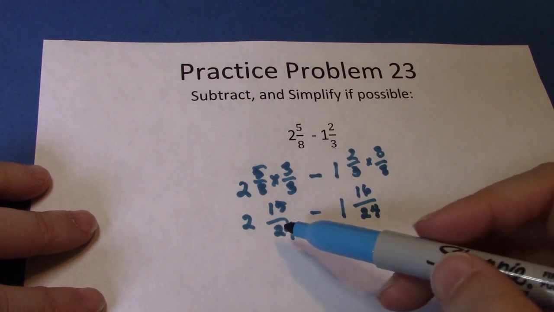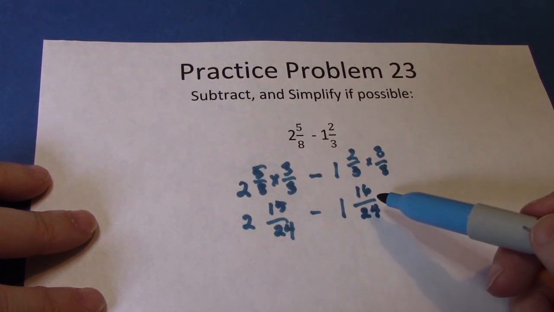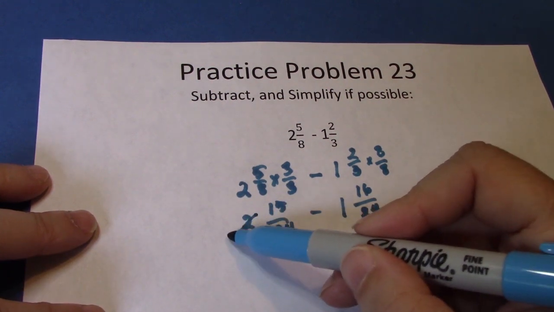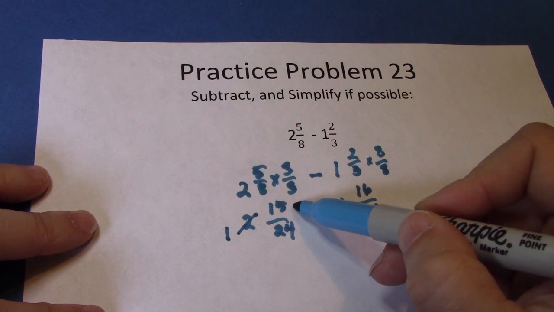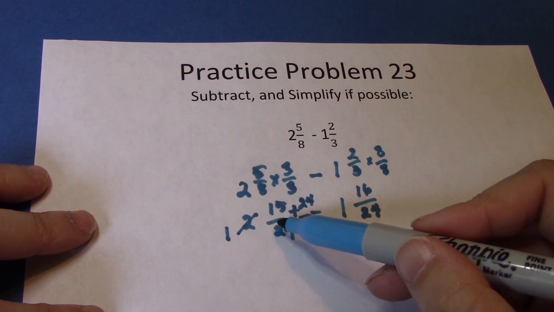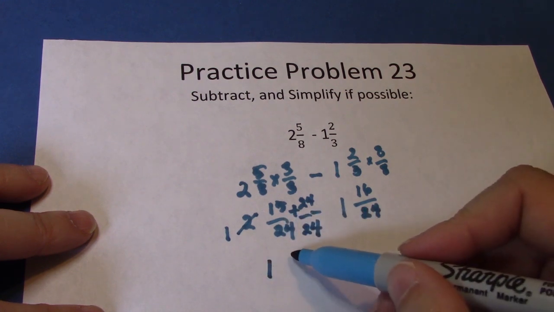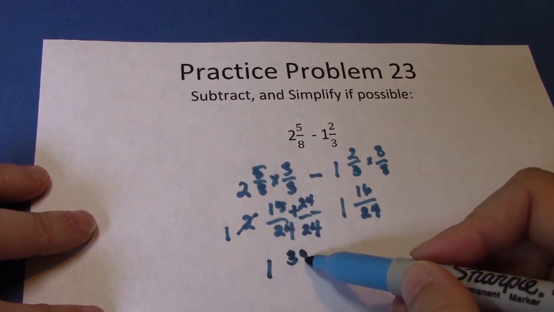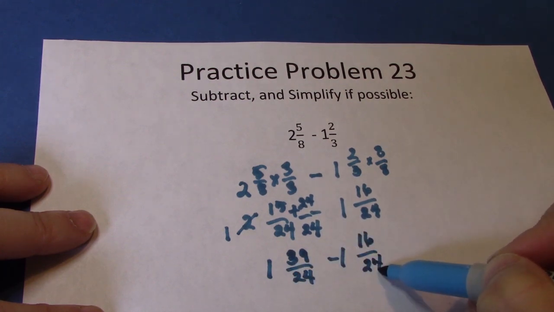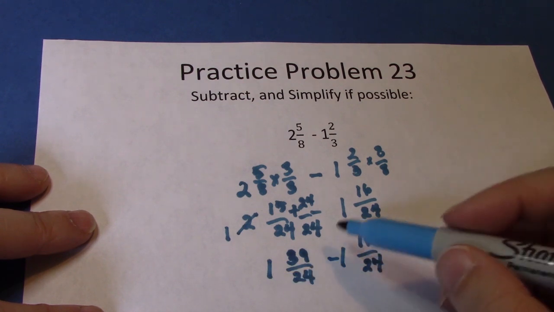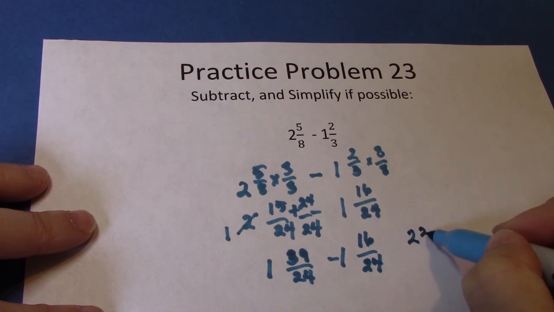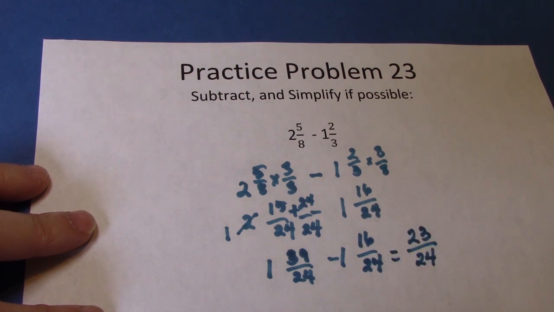Well, that didn't work because 15 minus 16, we can't do that. So let's convert one of these, kind of like borrowing. 15 plus 24 is 39. Okay, 1 minus 1 is 0, so we're just going to have a fraction left. 39 minus 16 is 23 24ths.